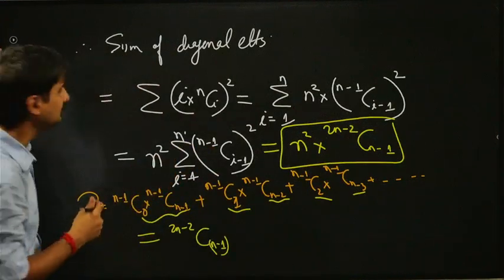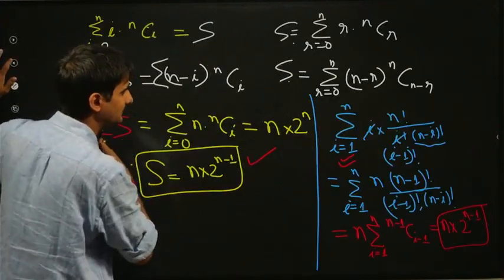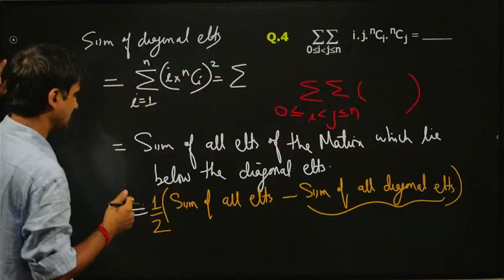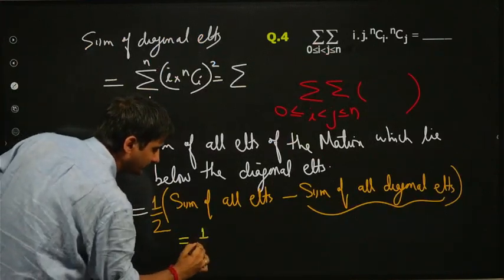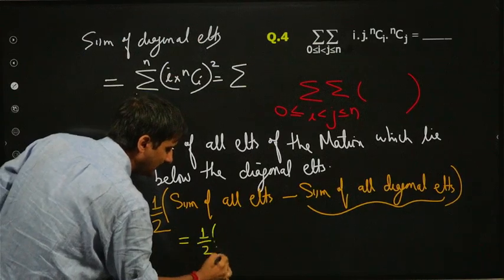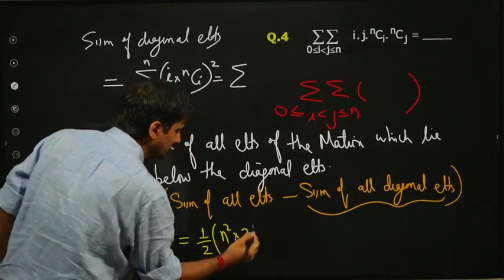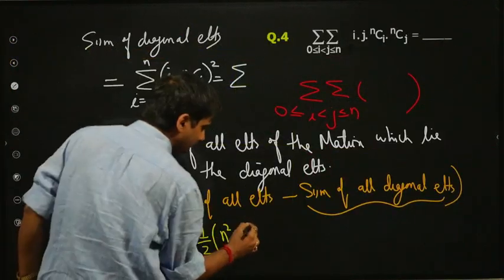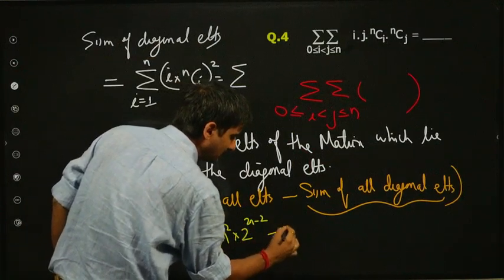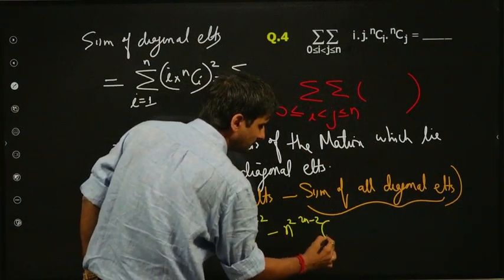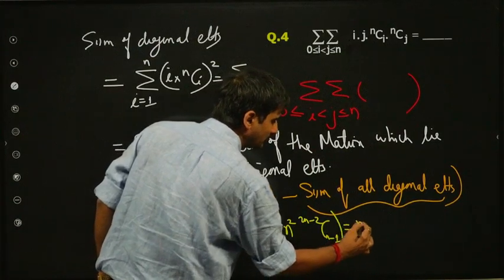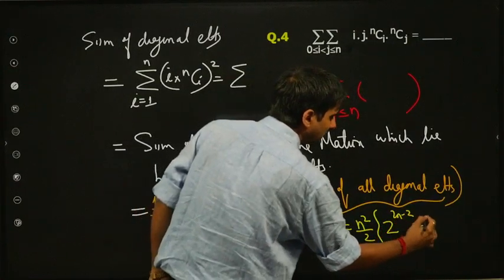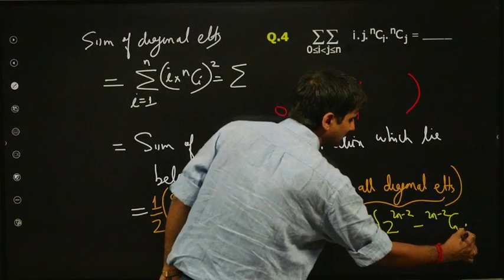Now just put these values. This is for the diagonal elements and this is for all the elements. So the answer is finally half times n square into 2 raised to the power 2n minus 2, minus n square into 2n minus 2 C n minus 1. If you want to simplify, you can take n square by 2 common: n square by 2 times (2 raised to the power 2n minus 2 minus 2n minus 2 C n minus 1).